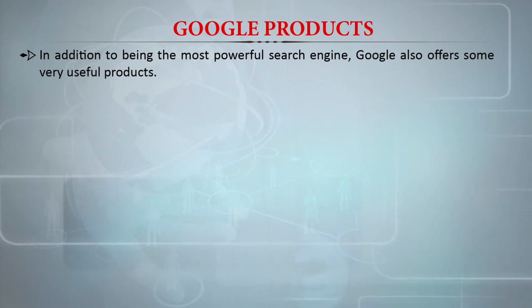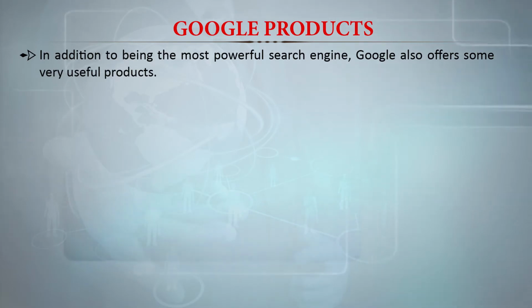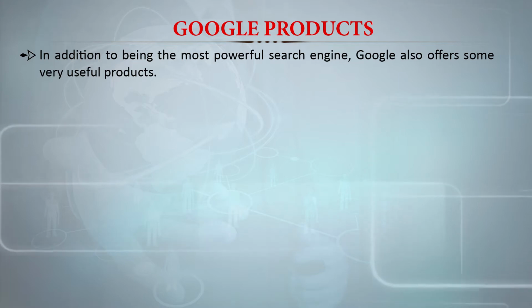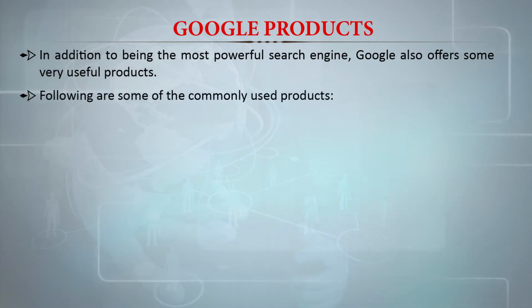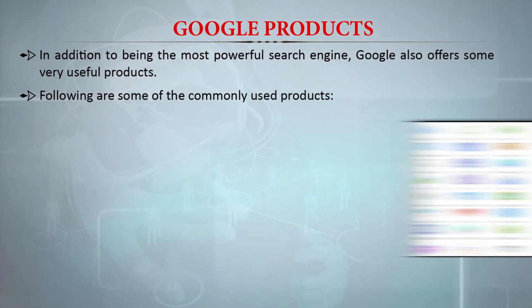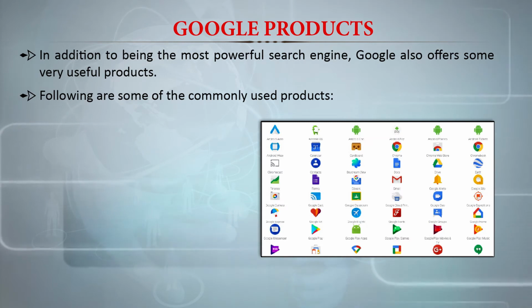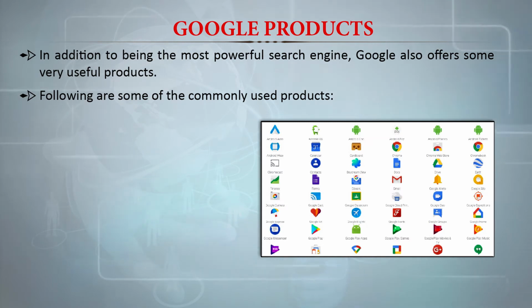Then there are many products that are developed by Google and are available for use. So in addition to being the most powerful search engine, Google also offers some very useful products. Some of the commonly used products are YouTube, Gmail and others. And of course, just have a look at the figure. We will now briefly discuss each of these products. In the future sessions, we will discuss these products in a more elaborate manner.